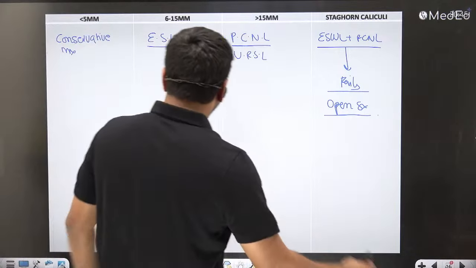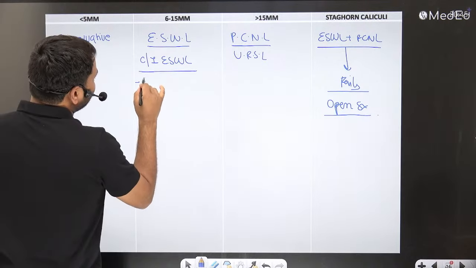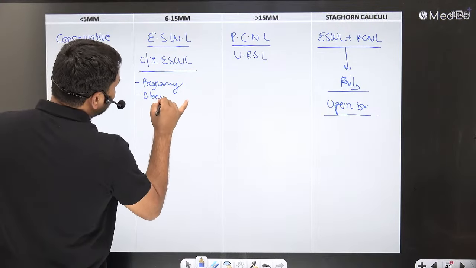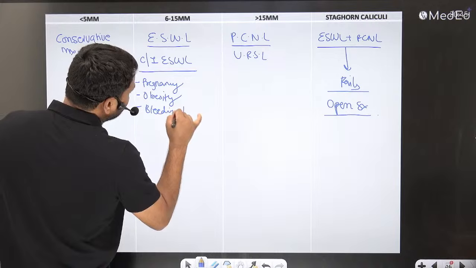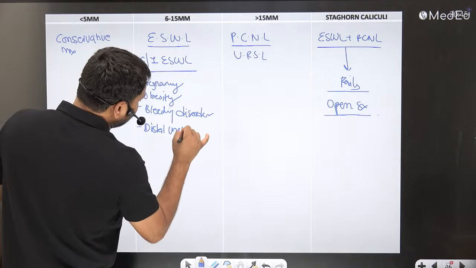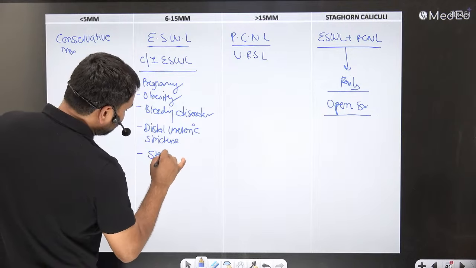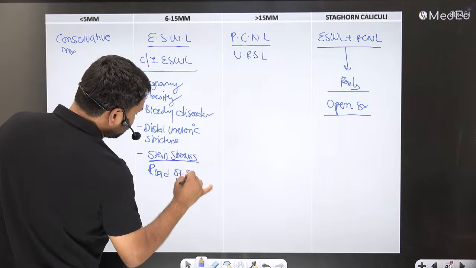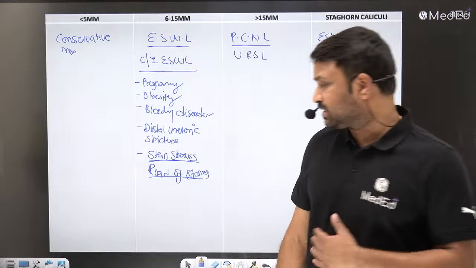Now, what are the contraindications for ESWL? Number one, if the patient is pregnant, in pregnancy, shock waves are contraindicated. In obesity, because the shock wave will not reach the stone to break it. If the patient has any bleeding disorder, or if there are any distal ureteric strictures, this will become useless. Along with that, if there are multiple stones, which are called Steinstrasse in German, which basically means road of stones. These are the contraindications for ESWL, right?